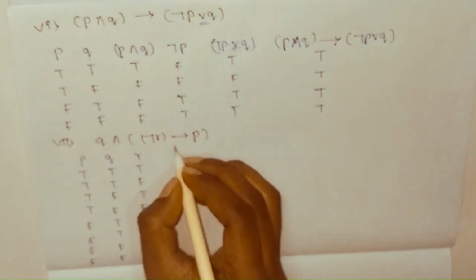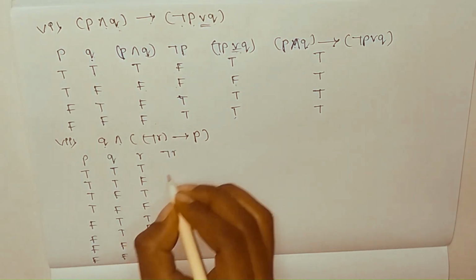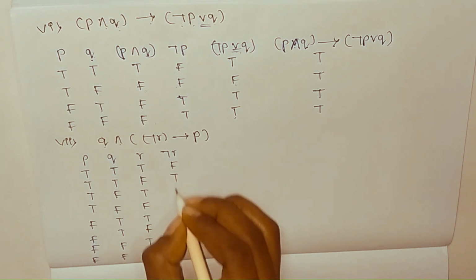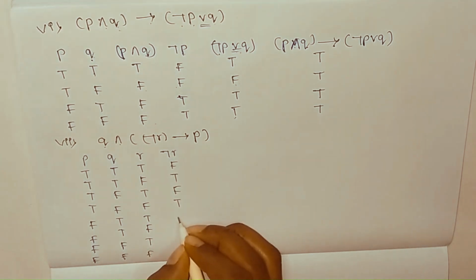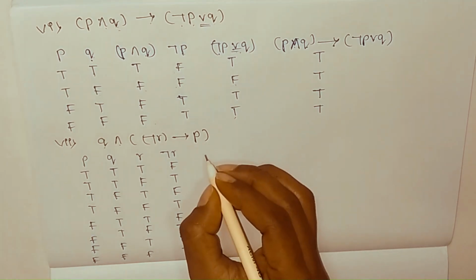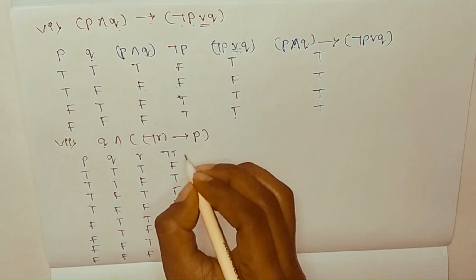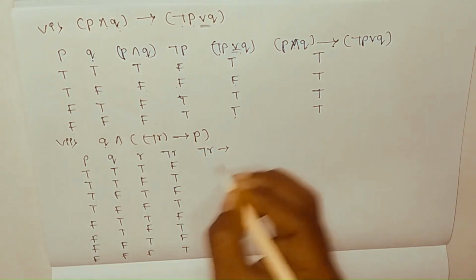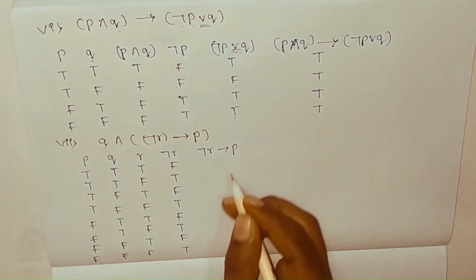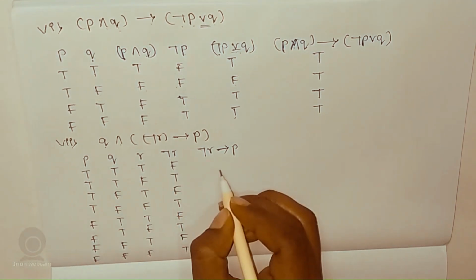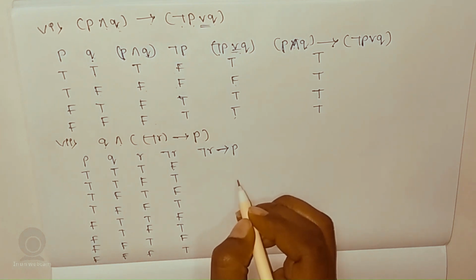Here we are applying negation to R. So if true, then false. If false, then true. False, true, false, true, false, true. Here we are applying implies to negation R implies P. So implies is nothing but if true false is there, then only it returns false. It returns true for all other conditions.